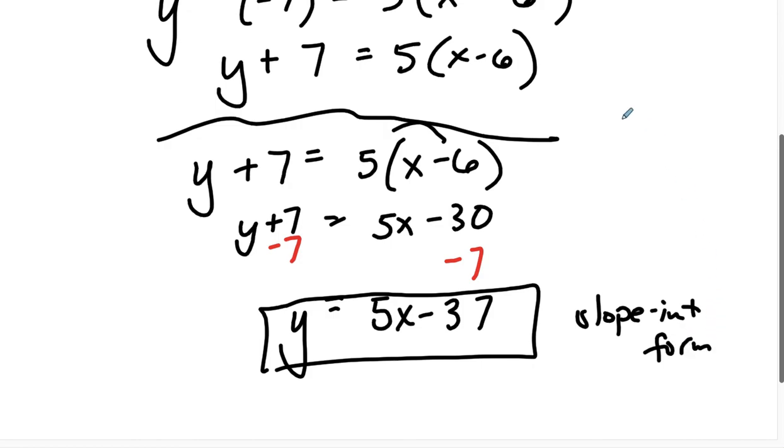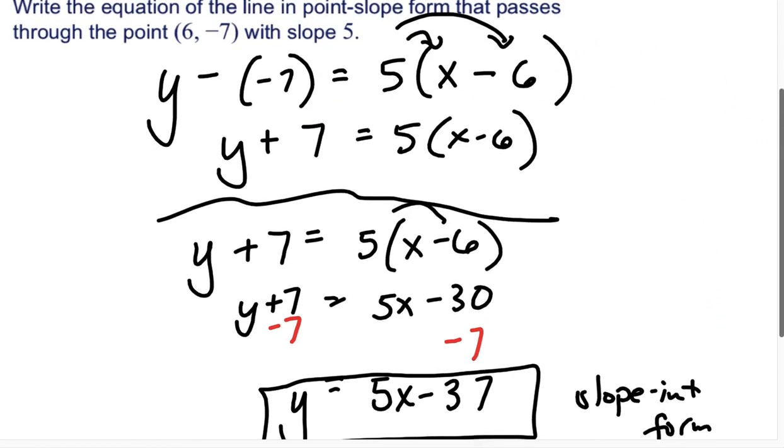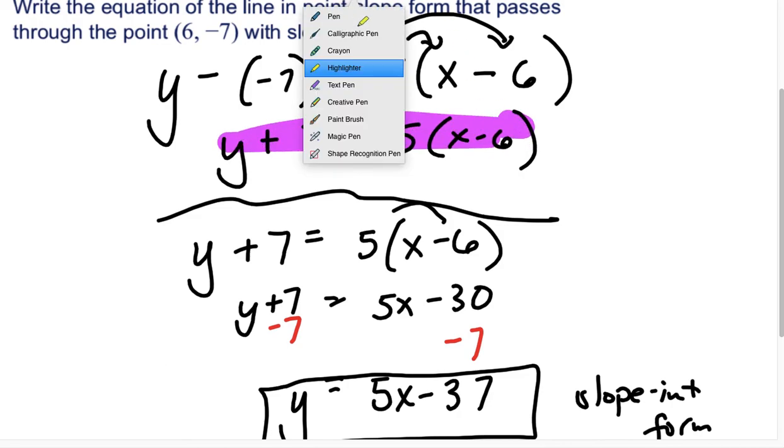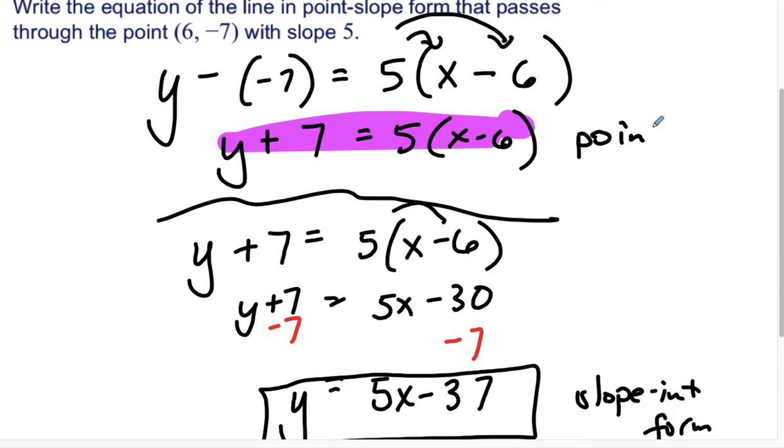So this equation right here, y equals 5x minus 37, is in slope-intercept form. And this portion, so I'm just going to highlight it for you, this right here is in point-slope form. So I'm just going to write point-slope form. Okay? And that is a review of Algebra 1.